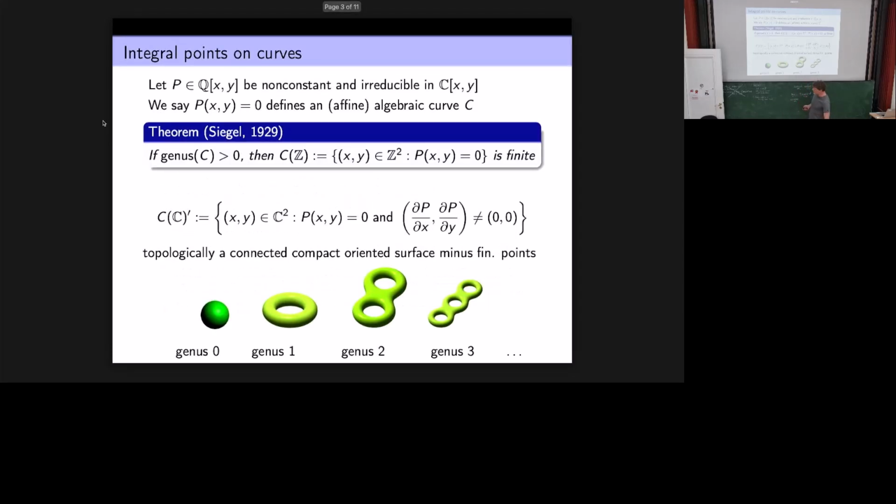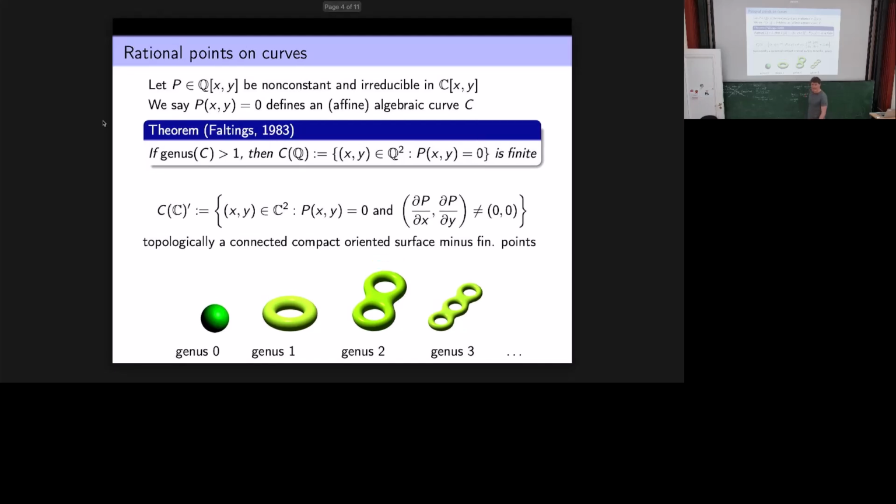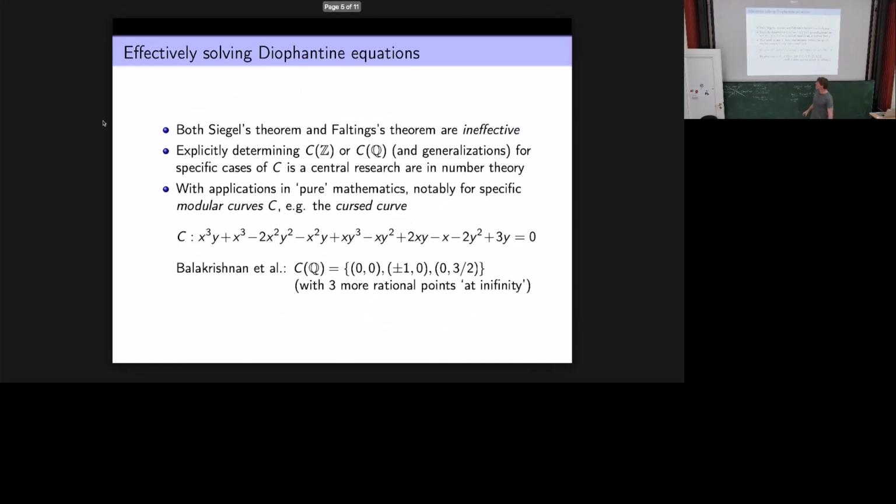Okay. Now, I'm already talking too much, so these nice slides with topology, I'm going to skip. Of course, number theory is connected to geometry and everything.